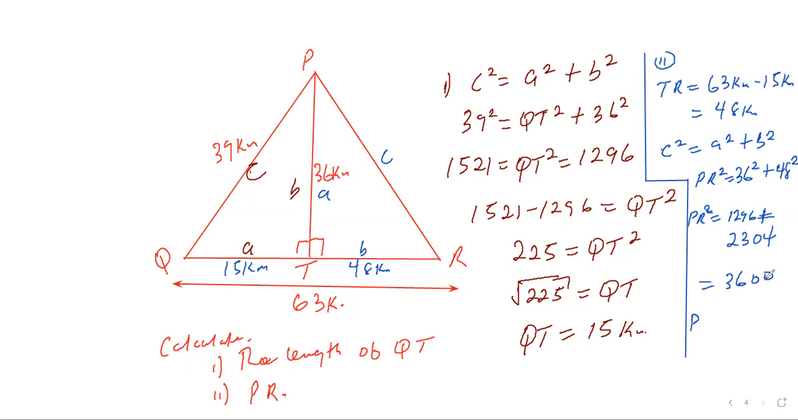All right. Then we want to find PR now, right? We want to find PR square is equal to 3,600. Now, what do we do next? PR is equal to the square root of 3,600. All right. Now, let's find what is PR. 60 kilometers.